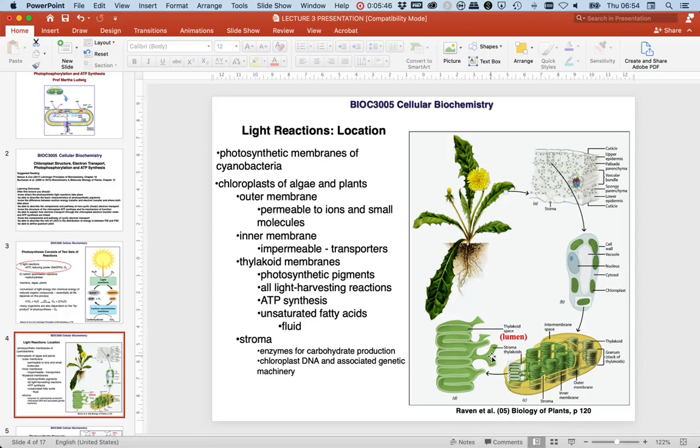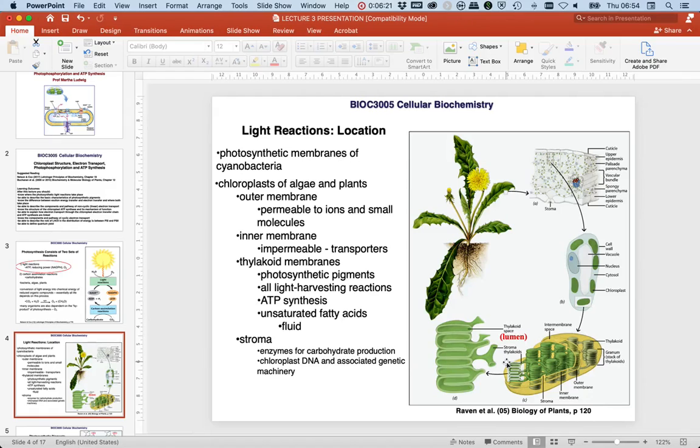And something to put in the back of your mind for a minute, because we'll get back to this later in the lecture, is that there are lots of unsaturated fatty acids in the thylakoid membranes, which makes these membranes very fluid, allowing the complexes sitting in the membrane to move laterally within the plane of the membrane. And then inside the chloroplast, the part of the chloroplast that's not taken up by the thylakoid membranes, that's known as the stroma. That's where we see the enzymes for carbohydrate production that we'll talk about tomorrow.